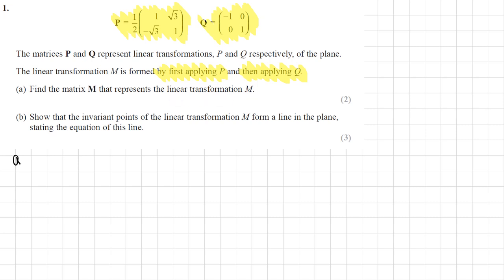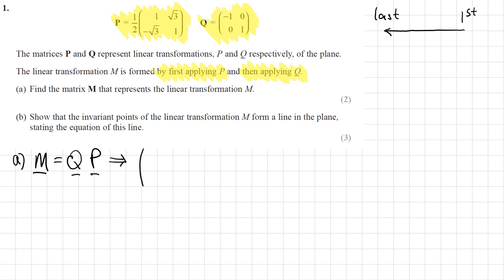Now the important thing with this is that when you apply transformations, you start from the right and work your way to the left. So the first transformation is always going to be written over this way. The last transformation is going to be written this way. So even though P goes first, we write down QP like this. Right, so let's multiply those two matrices together.